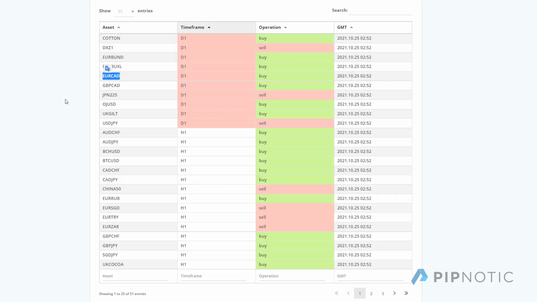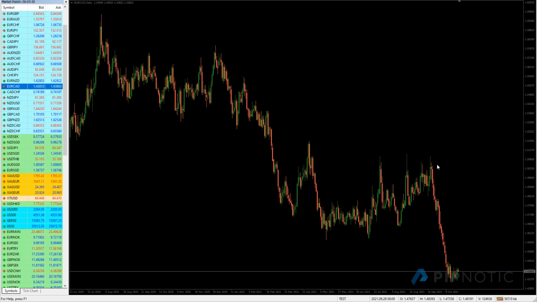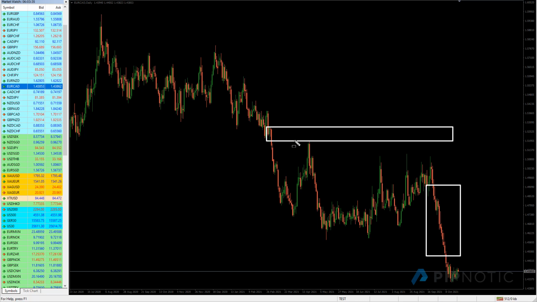We have the Euro Canadian dollar, so let's have a look at that. The Euro Canadian dollar is a daily buy. So go to the daily, and it looks like this. And so yeah, we look pretty low, don't we? If we look at liquidity voids, we have one here. That's all we have. We have a little bit here, but this returned pretty much to the origin. So this is the one we have to work with.